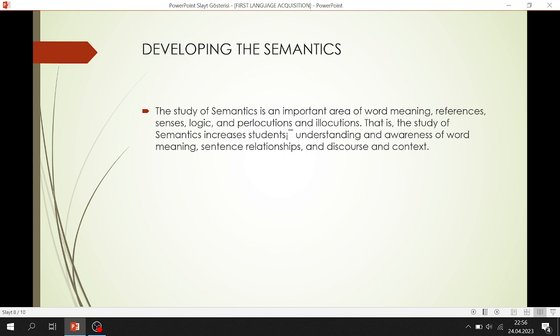Let's move on to developing the semantics. The study of semantics is an important area of word meaning, reference, sentence logic, and allocations. One child first used bow wow to refer to a dog, and then to a fur piece with glass eyes, and then a bed thermometer. We can say that this process is called overextension. The most common pattern is for the child to overextend the meaning of a word based on similarities of shape, sound, and size.